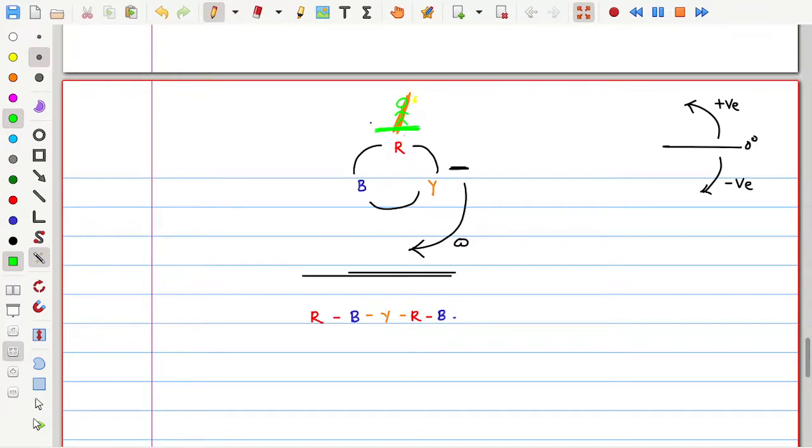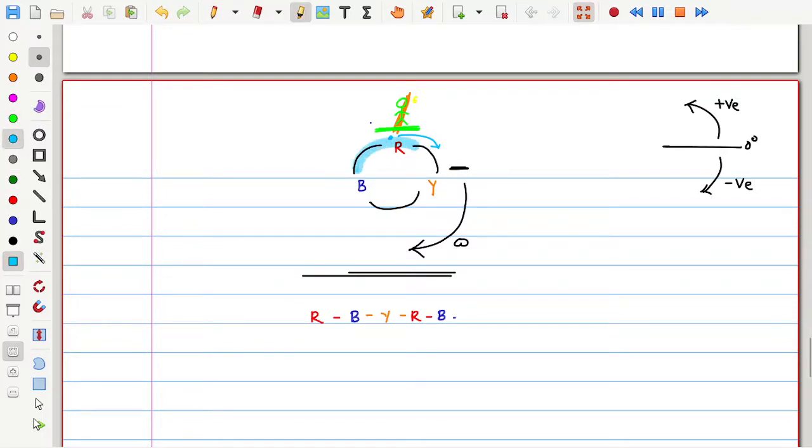If this R is moving in this direction, that is a simple thing. You can understand, right? If R is going ahead, who is coming and occupying this position? Next is B, right? Yes, sir.